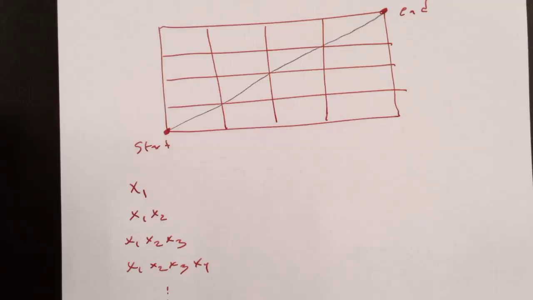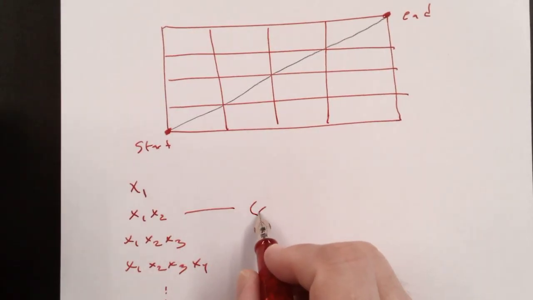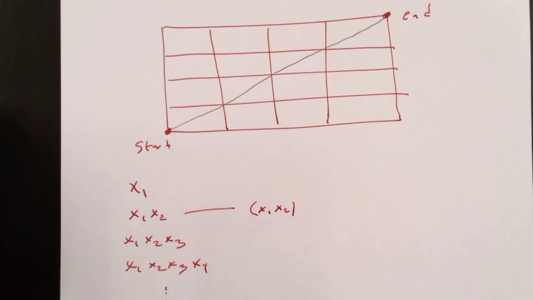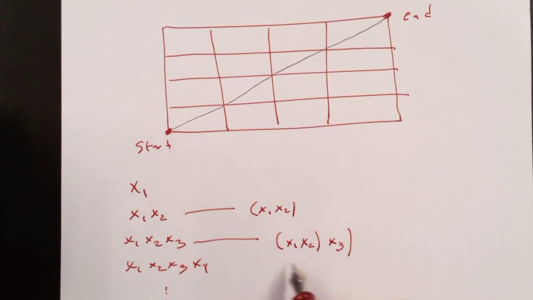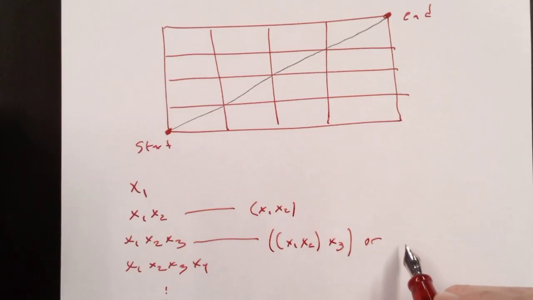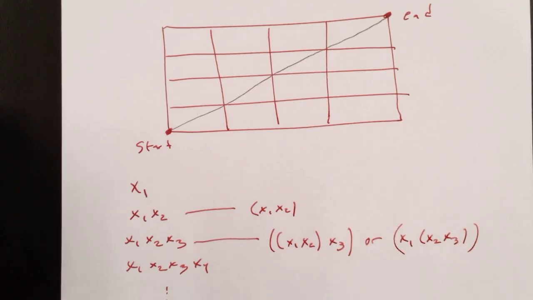But you can do those in different ways, right? You could multiply x1, x2, and then take that answer and multiply by x3. Or you can multiply x2, x3, take that answer and multiply by x1. So really, I can think of this as having one way to do it, so I'm just multiplying the two numbers. But I can think of this as either this or this.